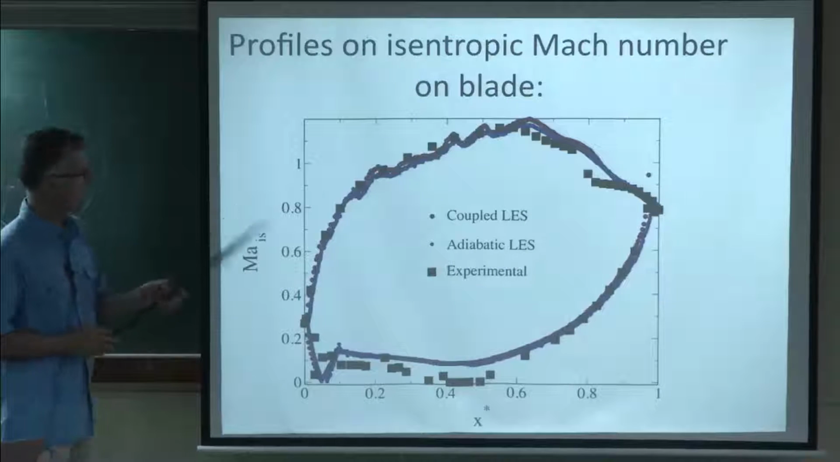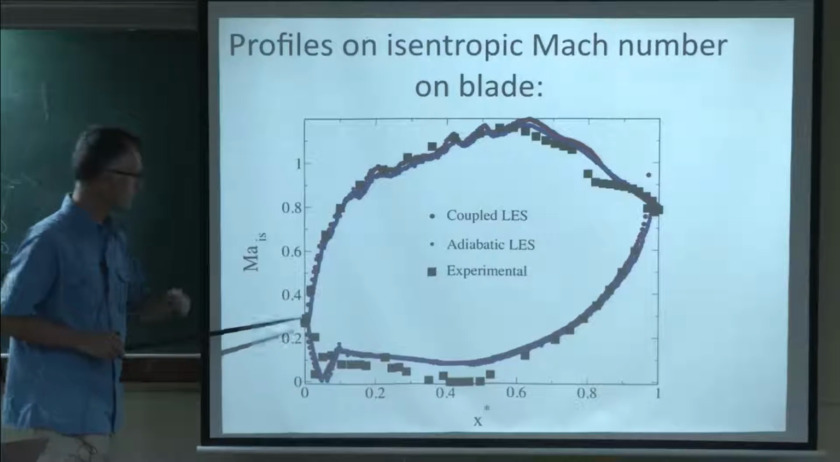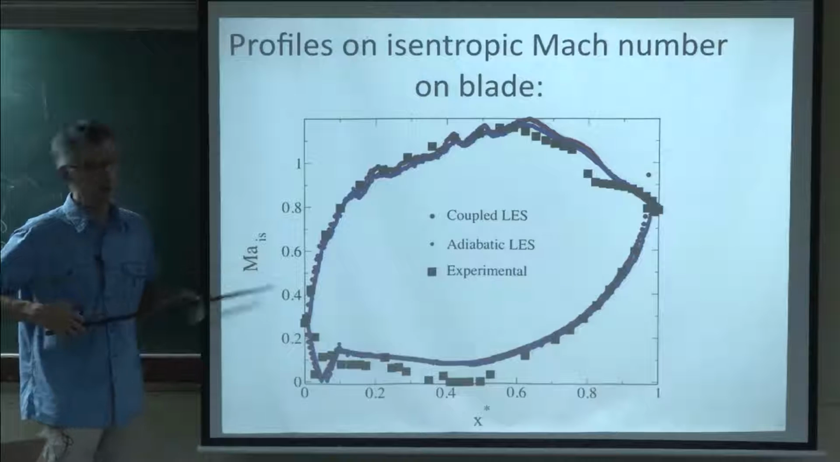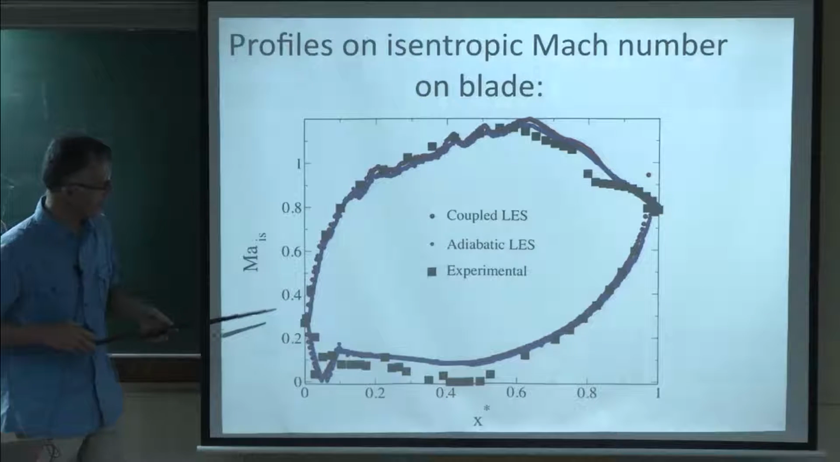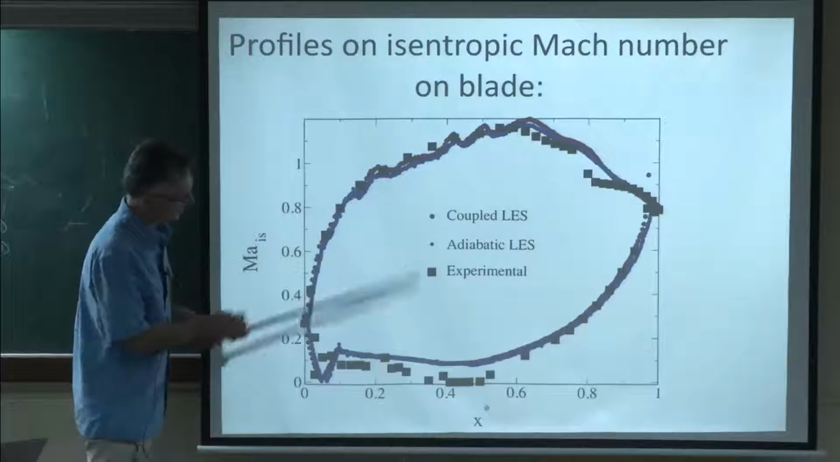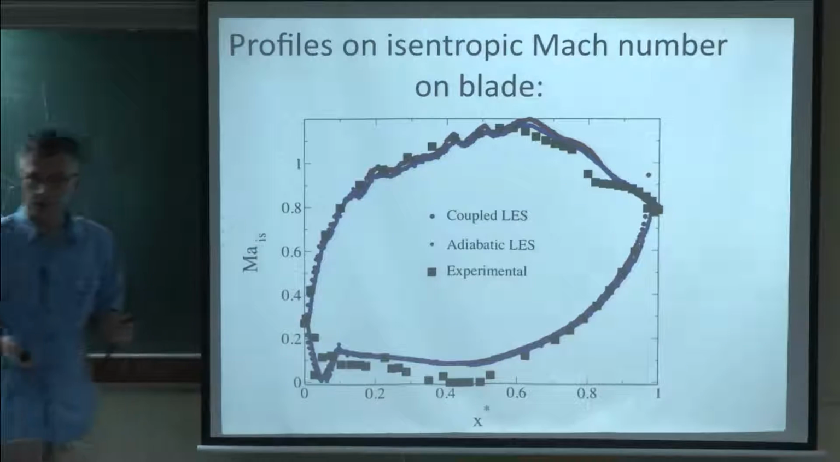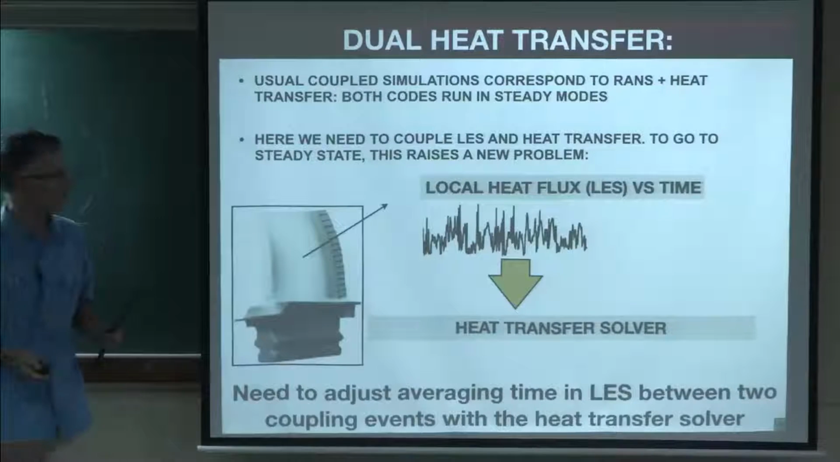And that's a result for the aerodynamic part. So I'm not going to go into the details. This is what we call the isentropic Mach, which is like the pressure distribution on the blade. And you can see that the experiments and the LES work very well in that case. Let me jump to the problem of coupling.